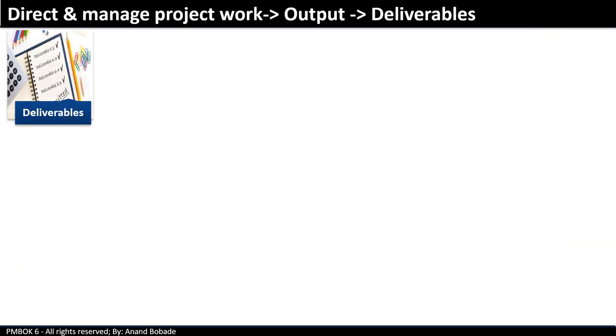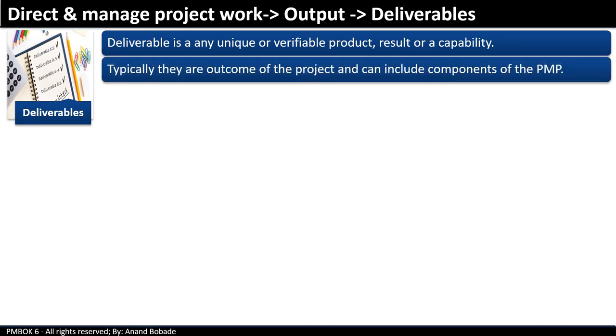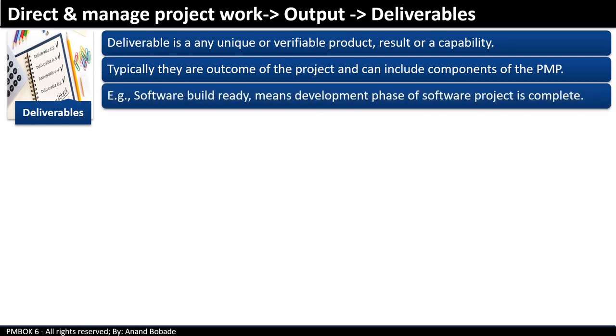The most important output of the direct and manage project work process is the deliverable. What is a deliverable? A deliverable is any unique and verifiable product, result, or capability. Typically, they are the outcome of a process or a project phase or a complete project itself. When you say complete project, it will be the final deliverable. For example, a software application or a constructed building.